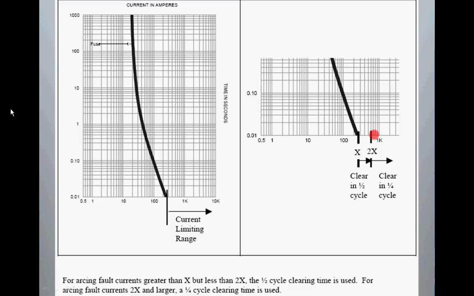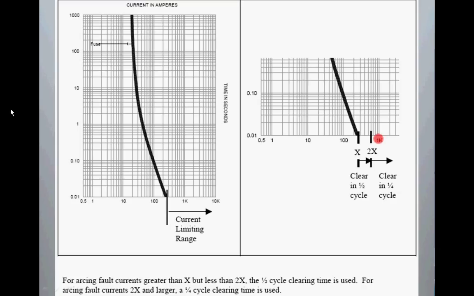In this first region, if the arcing current is in this region from x to 2x, you can assume half of a cycle of clearing time. If the arcing current is beyond the 2x, larger than 2x, you can assume a quarter of a cycle, because the fuse becomes more current limiting, generally, after the 2x value. So you can use that option.